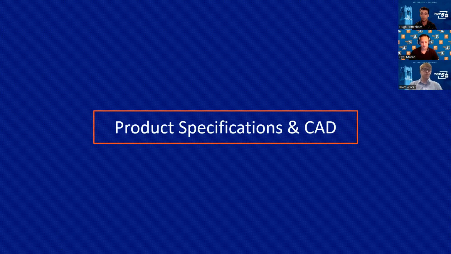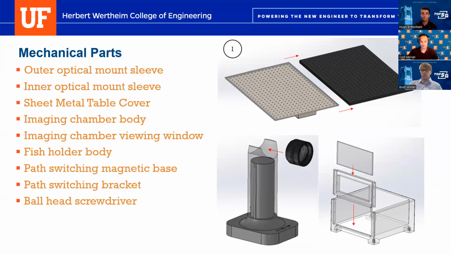For the product specification and CAD, this section will explain what the major components of the system are and the functioning of the CAD models. Now, the major mechanical parts that comprise the subsystem are as follows: the outer optical mount sleeve, the inner optical mount sleeve, the sheet metal table cover, the imaging chamber body, the imaging chamber viewing window, the fish holder body, path switching magnetic base, the path switching bracket, and the ball head screwdriver. These mechanical parts can be organized into three different systems: mounting, imaging chamber, and path switching.